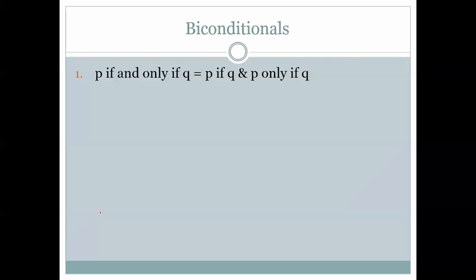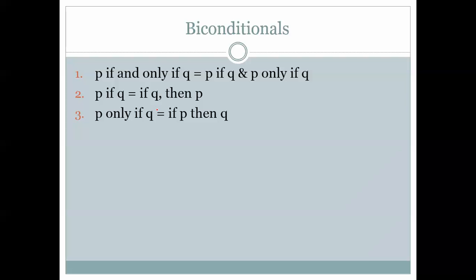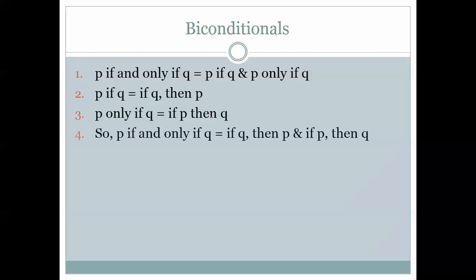Another thing to note is that P if and only if Q is the same thing as saying P if Q and P only if Q, right? But remember from when we were talking about conditionals, or like I call them hypotheticals, P only if Q is the same as saying if P then Q. P if Q is the same thing as saying if Q then P. So P if Q means if Q then P. P only if Q is the same thing as saying if P then Q. So what you have here is if Q then P and if P then Q.